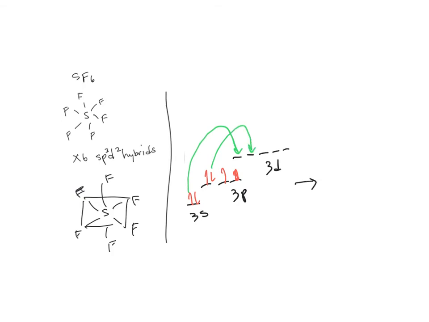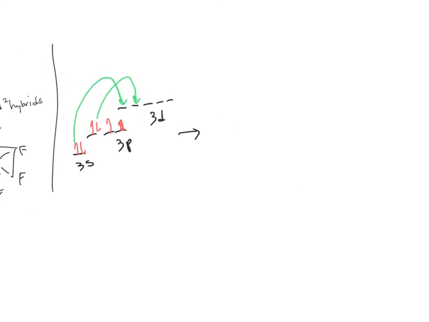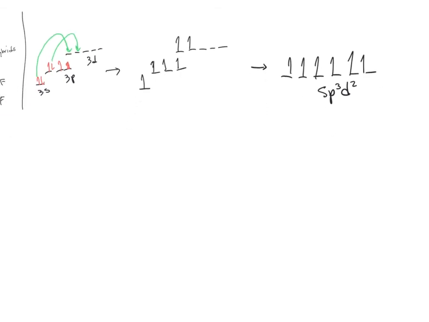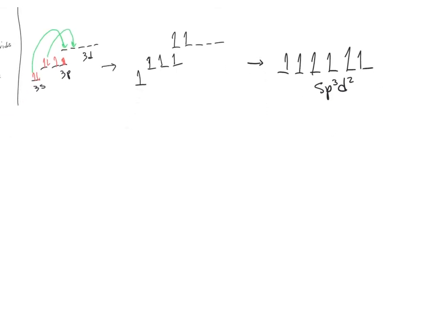So the hybridization, not the hybridization, just the promotion. You're going to have 1, 2, 3, 4, 5, 6. And then you're going to mix them all together. 1, 2, 3, 4, 5, 6 sp3d2 hybrid orbitals. So that's the hybridization.